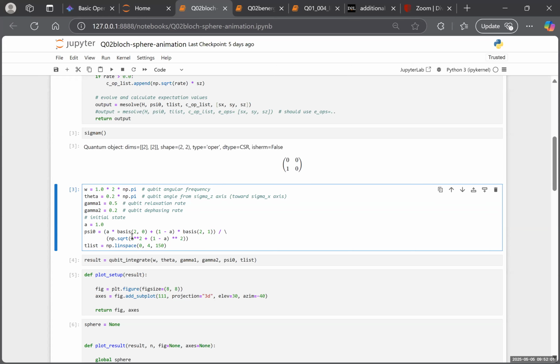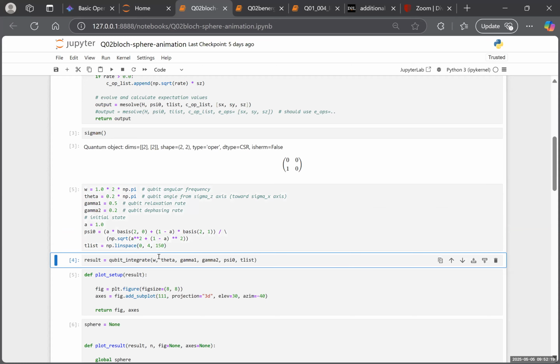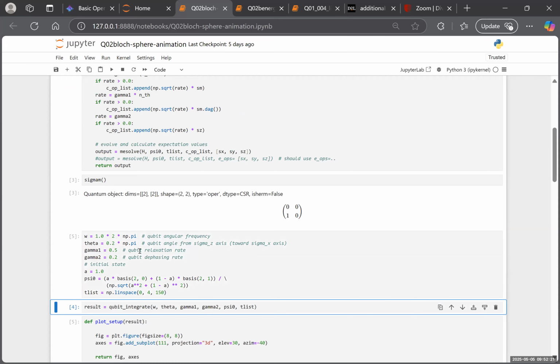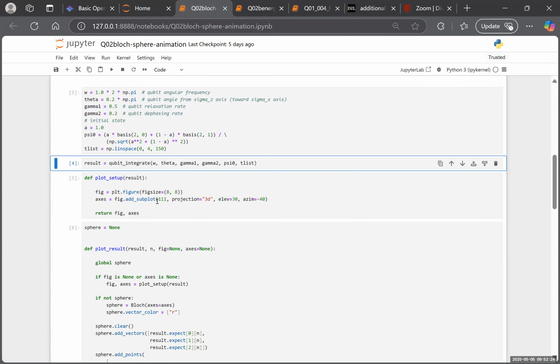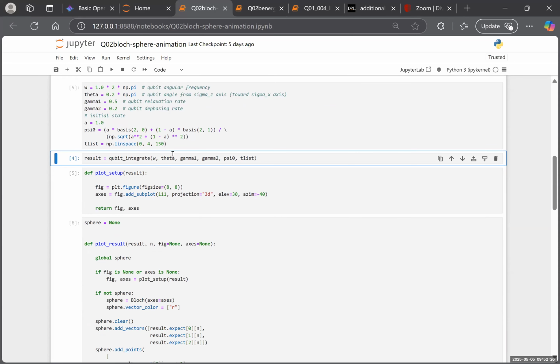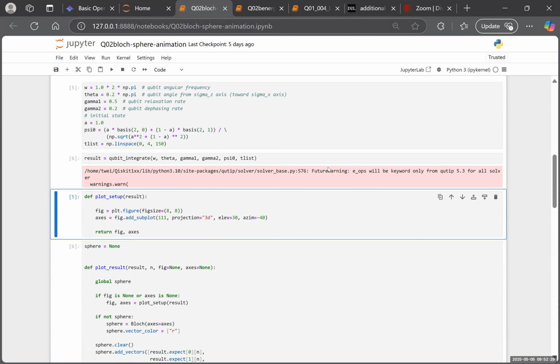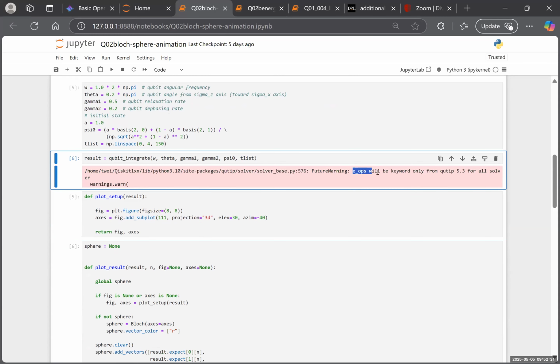Okay. So this is really just saying this is 0 state superposed with 1 state and normalization. And you are looking at time from 0 to 4 with 150 points. And you simply run that function. Okay, so now it complains. This will be the keyword in the later version.